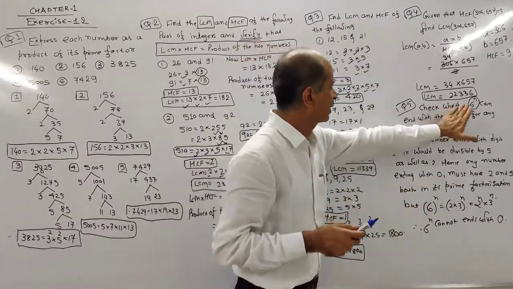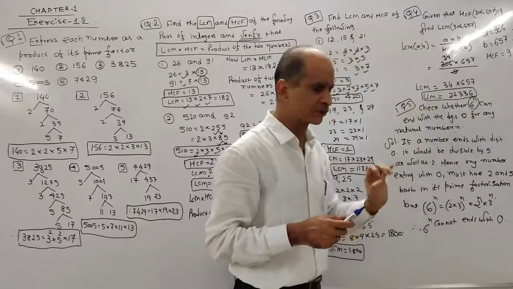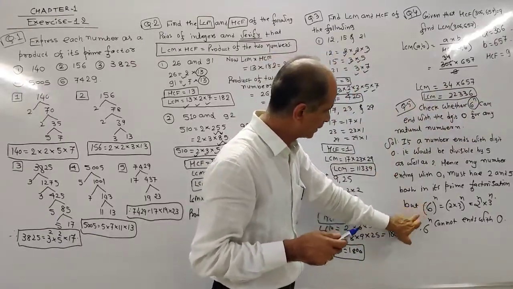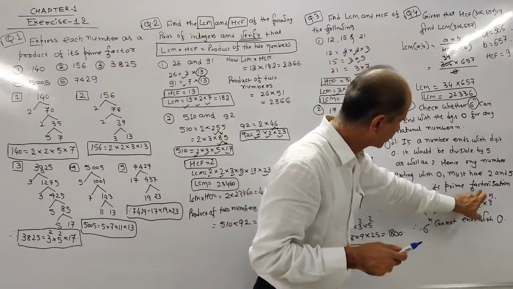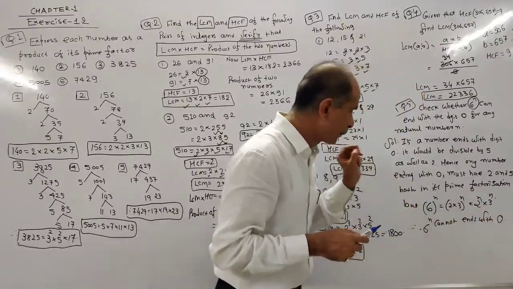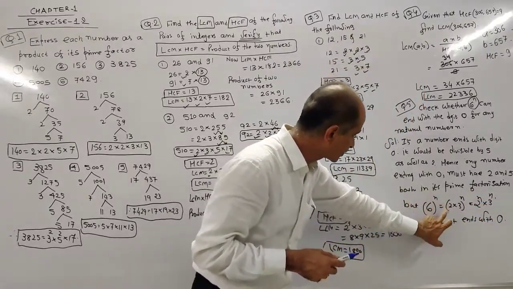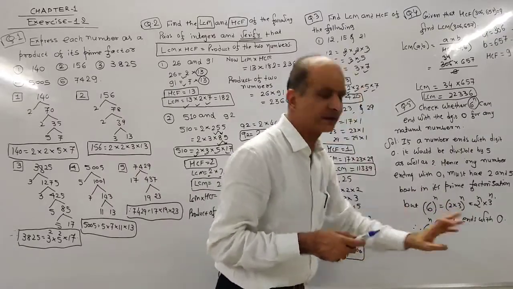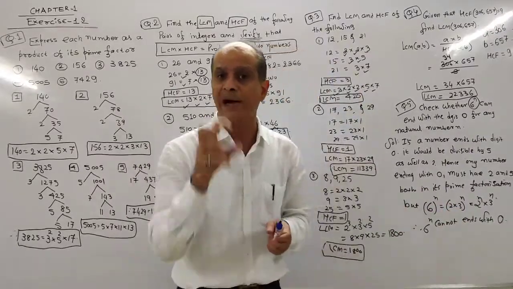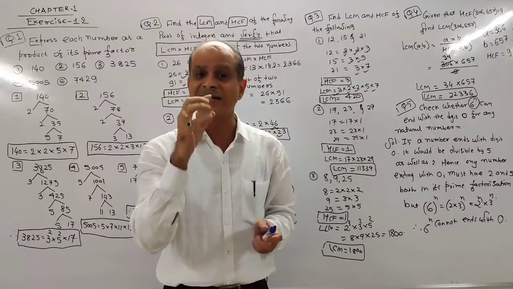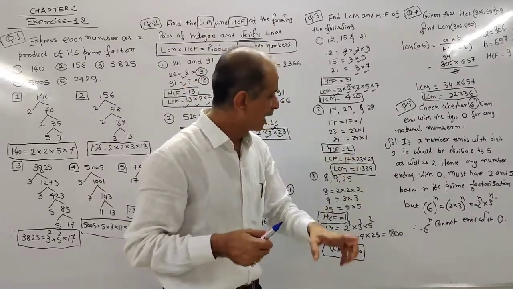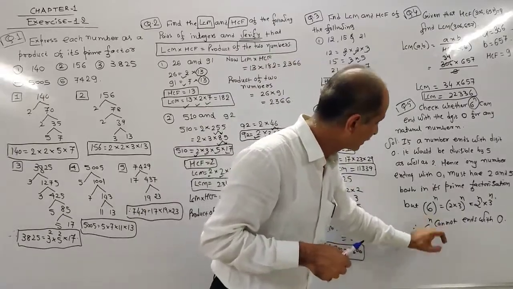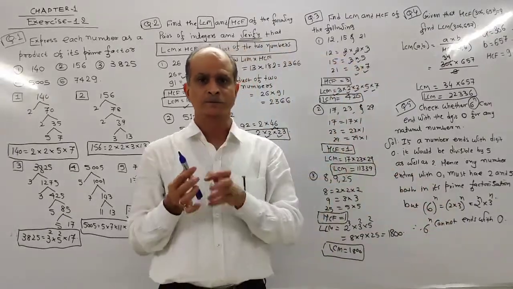So, let me find out the prime factorization of 6 raised to n. So, 6 raised to n is equal to 2 into 3 raised to n, which is equal to 2 raised to n into 3 raised to n. If you find out the prime factorization of 6, you get 2 and 3. If it is 2 and 5, then you can say that it ends with 0. Otherwise, it does not end with 0, and that's why 6 raised to n cannot end with 0.